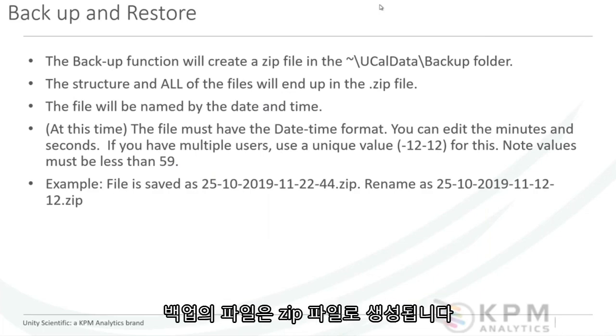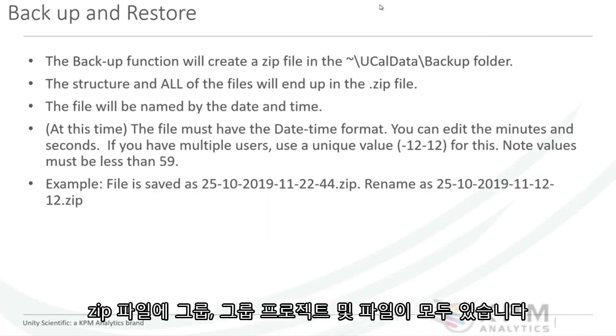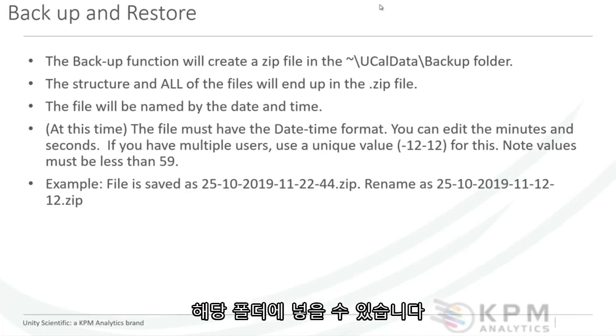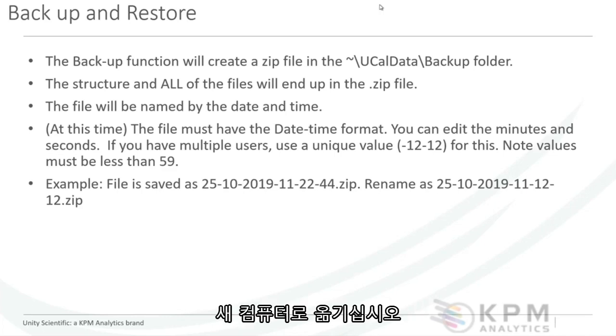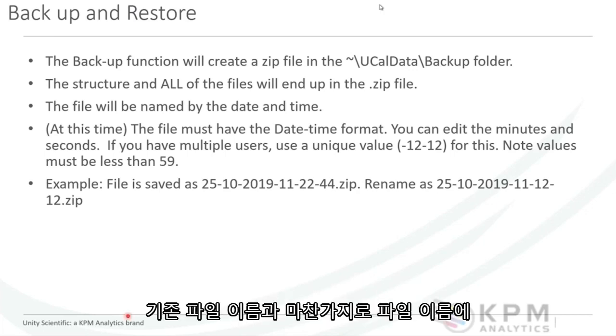The backup function creates a zip file that has everything inside of this directory structure for UCAL4. So it has all of the groups, subgroups, projects, and files in this zip file. If you're ever moving computers, if you update your computer, this is great. You can just go in here, create a backup, grab that entire zip folder, move it over to a new computer, restore it, and your new computer is going to be ready to go, just like your existing one is.